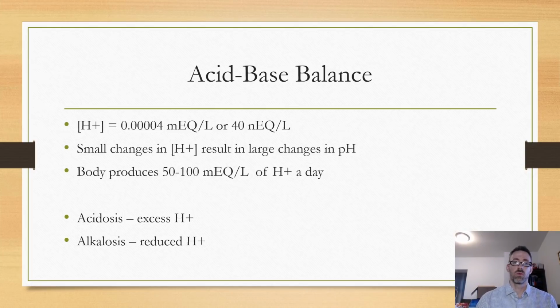All right. Now, small changes in the proton concentration result in large changes in pH. So it doesn't take a lot of proton for the pH to change. Okay. And so our body is producing 50 to 100 milliequivalents of proton a day, and remember, our standard level is about 40 nanoequivalents per liter. 40 nanoequivalents per liter comes out to a pH of 7.4. So if we're producing 50 to 100 milliequivalents, that far exceeds the amount that would keep us at 7.4.